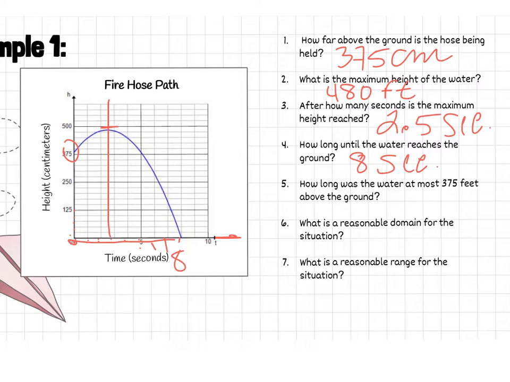How long was the water at most 375 feet above the ground? So at most, so 375 or less. So I'm gonna get a different color here so I don't get confused on my graph. So at 375 or less, well, at all of this time, it's 375 and above. This is 375 and less. So it's from 5 to 8 seconds. So 3 seconds. Or you could write from 5 seconds to 8 seconds.